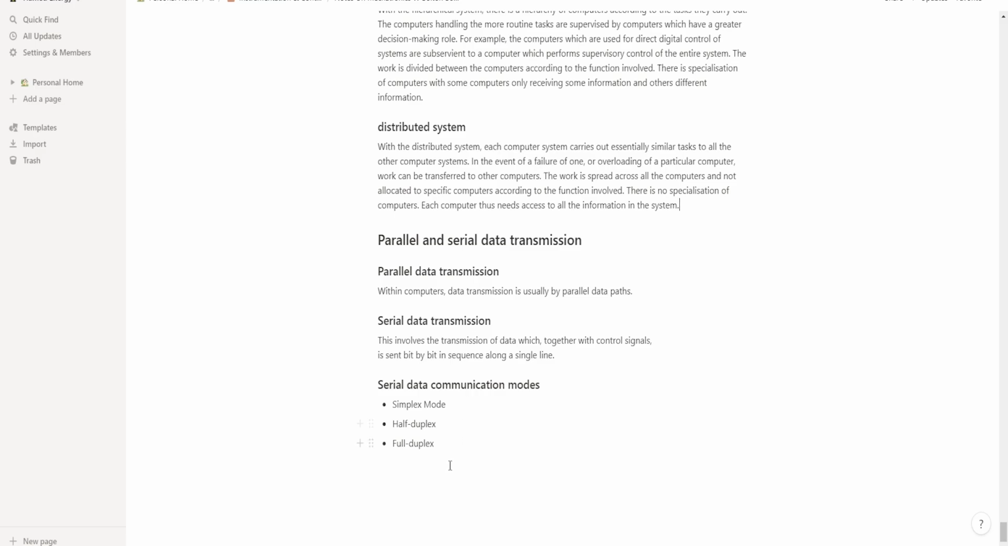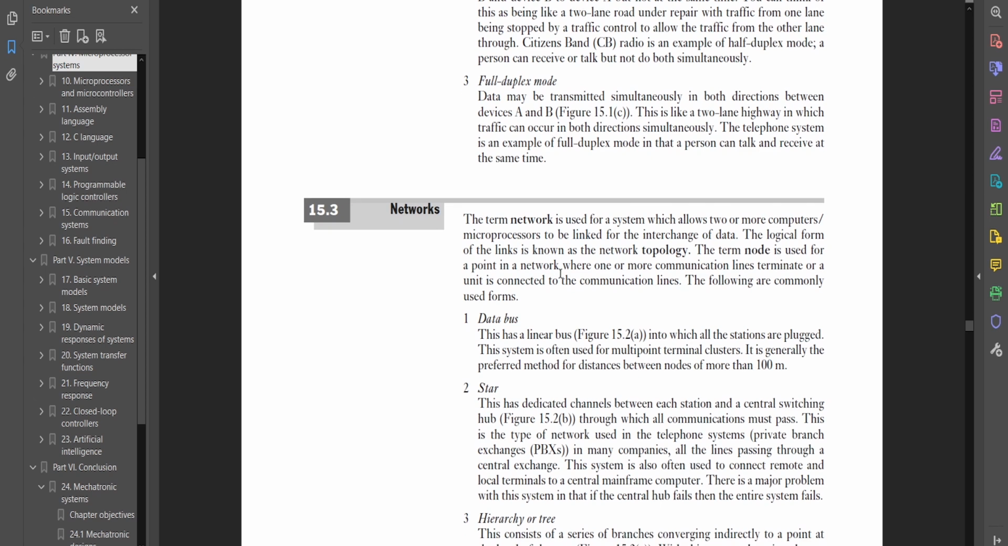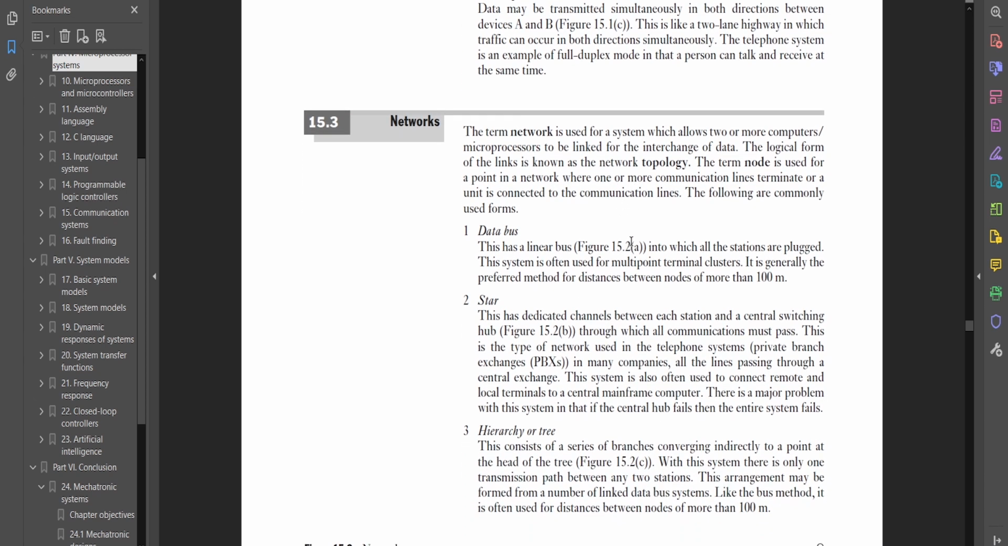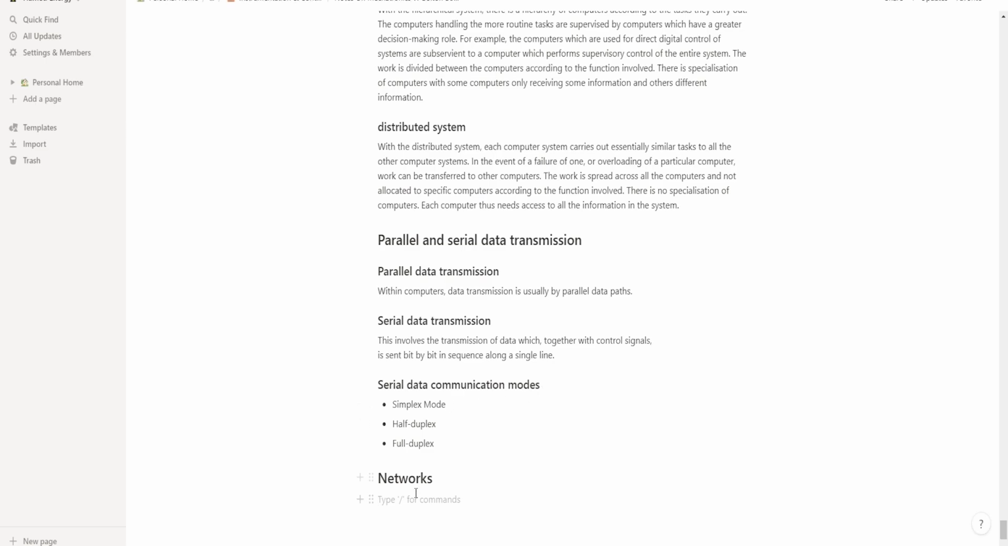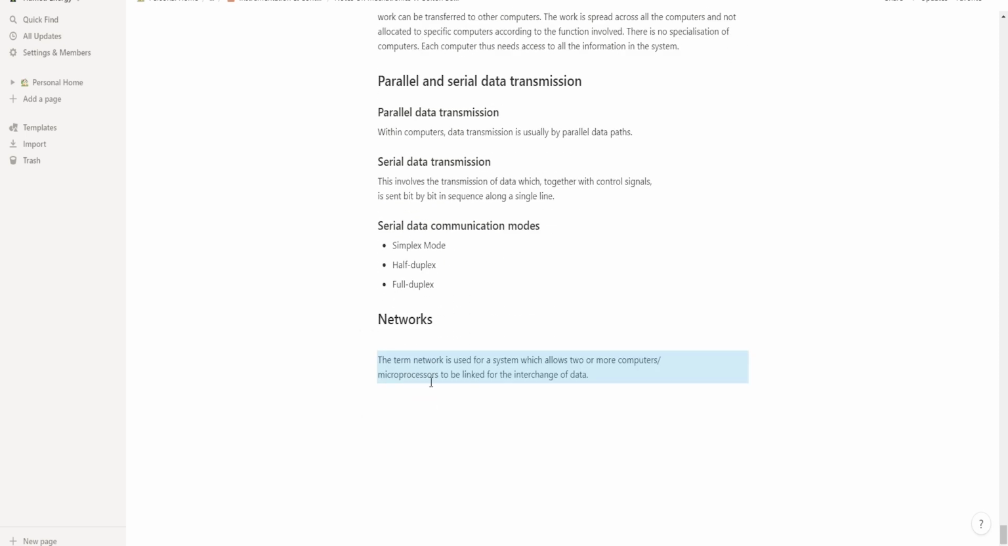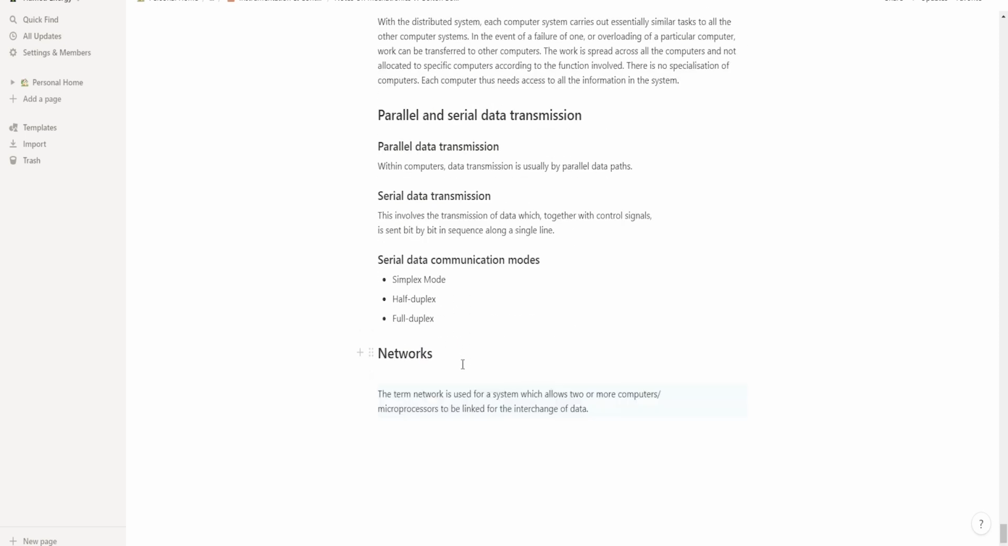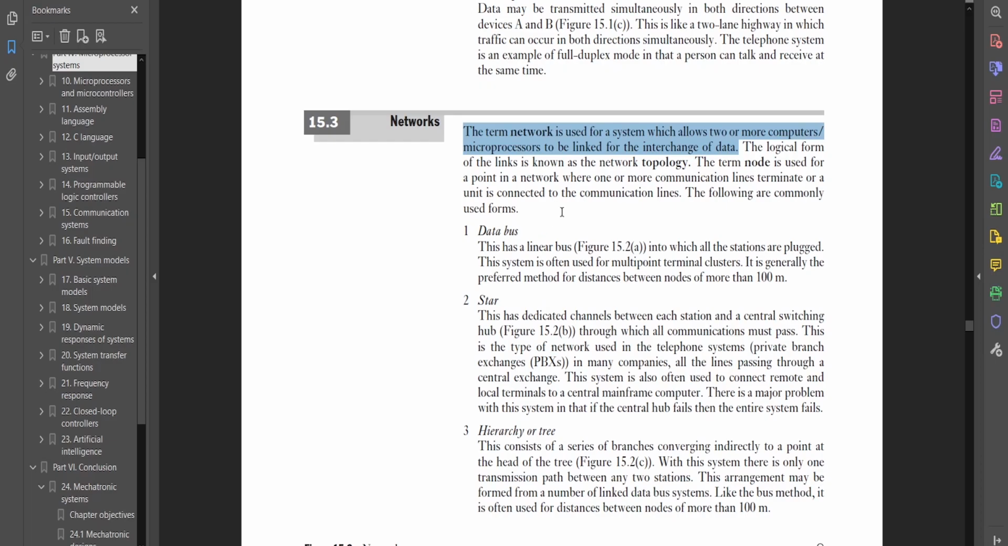Okay, so let's go on to networks. The term network is used for a system which allows 2 or more computers, microprocessors, to be linked for the interchange of data. I think every human being now understands that, but maybe 10 years ago wouldn't have. Maybe 20.